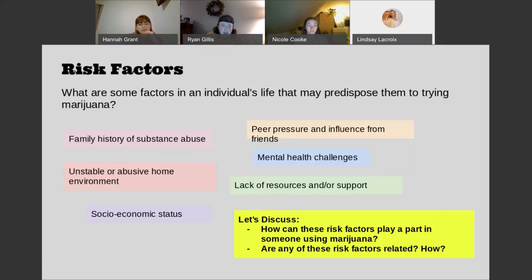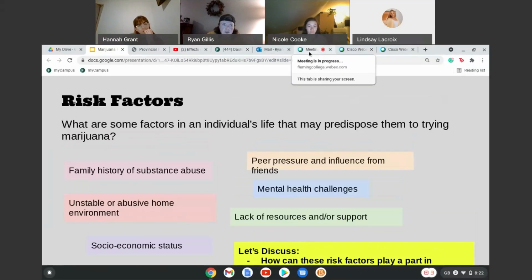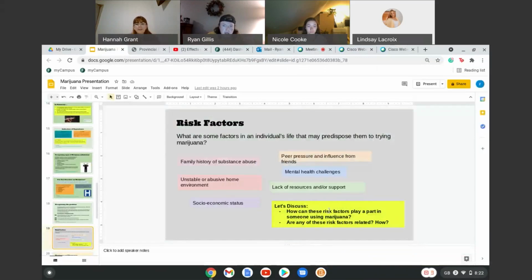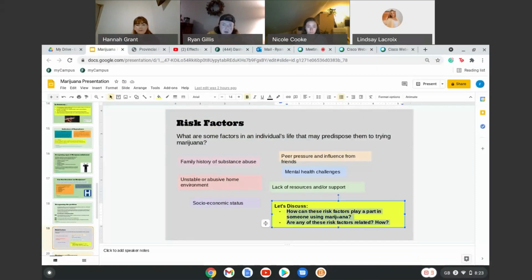Now, let's discuss how can these risk factors play a part in someone using marijuana? Are any of these risk factors related, and how? I am going to stop sharing my screen so that I can go and read the chat bar for these answers. So, how can these risk factors play a part in someone using marijuana? And are any of these risk factors related, and how? I will copy this and paste it into the chat for you all.